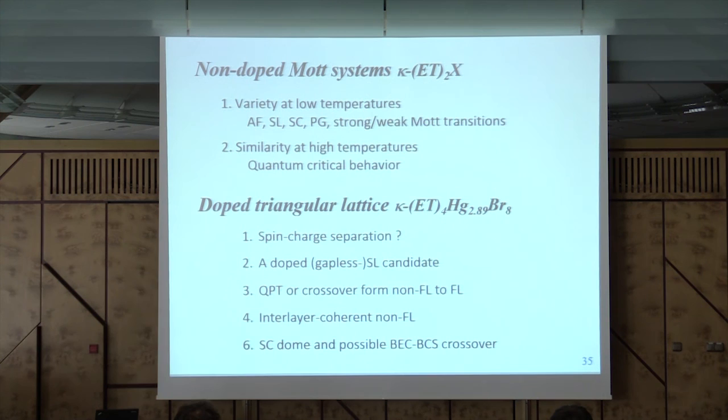Okay, this is the conclusion of my talk. I talked about the non-doped Mott systems and doped triangular systems. Both materials show bad metal behavior near the Mott transitions, in this case near 0.5 gigapascal, which corresponds to the pressure where the double occupancy shows anomalous change. Okay, so we have several indications like this.